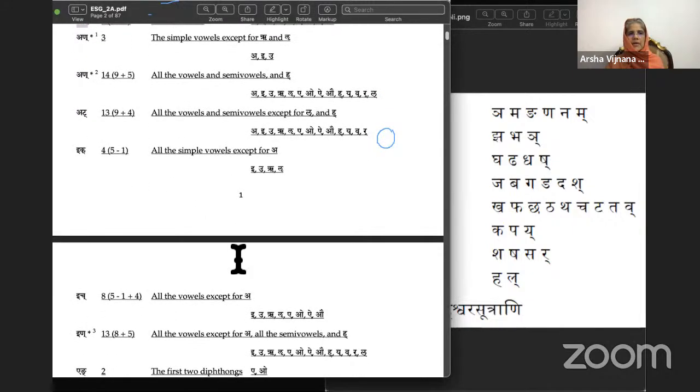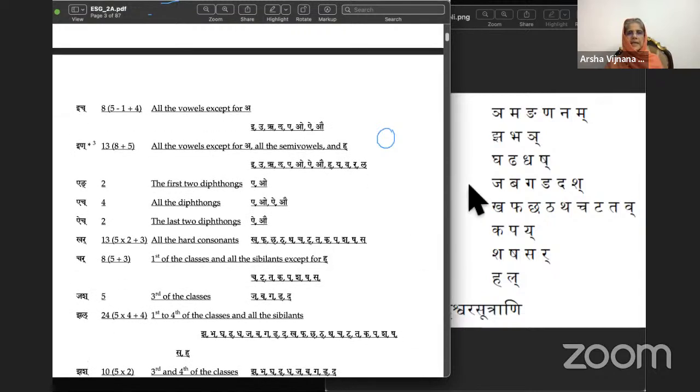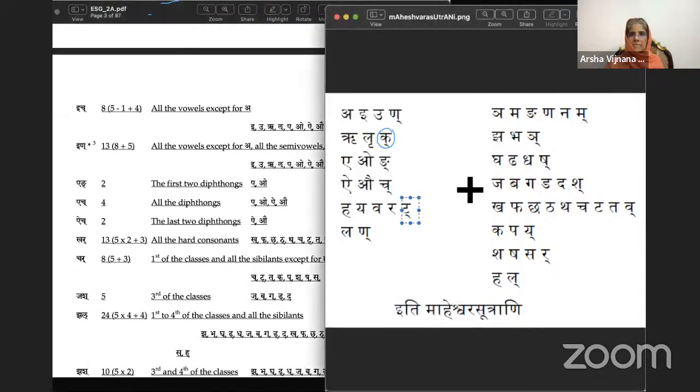Then ik, all simple vowels. We just saw that. What is ich? Correct? What is ich? All vowels, because ach is all vowels, except for a.